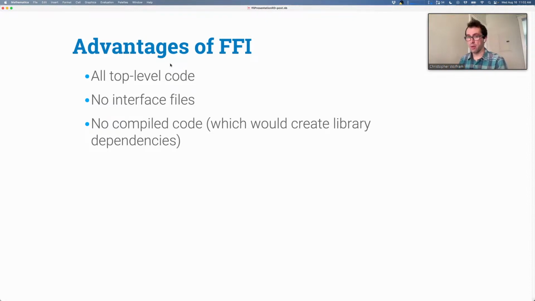If you're, for example, building a paclet that relies on an external library, with Library Link you'd have to build an interface library for all the platforms you care about and so on. But with FFI, you don't need to do that. As long as you have the library, you don't need to compile anything else. And again, everything can be done in the top level. There's no need to write C or anything like that.